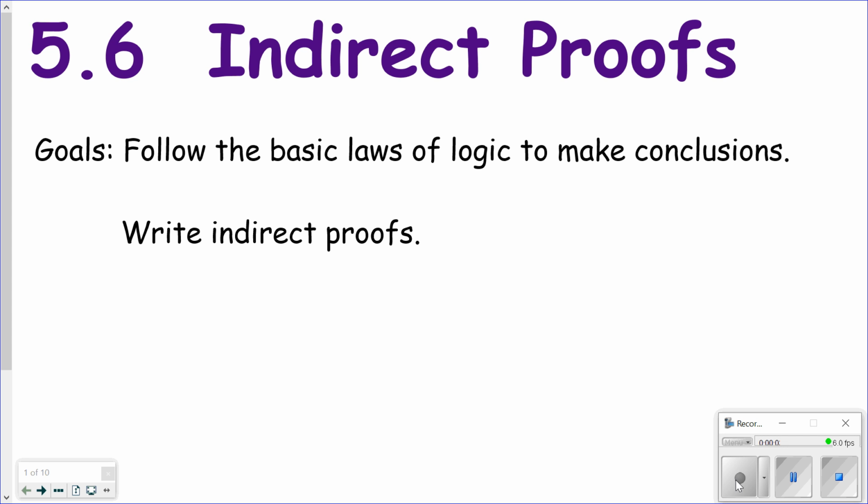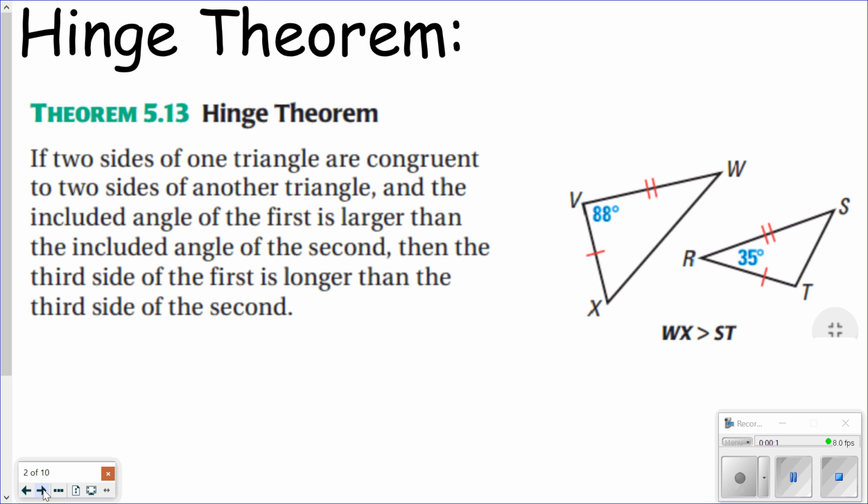Hi everyone, today we are going to start the last section of chapter 5, which is 5.6, Indirect Proofs. We're going to start off with the hinge theorem. If two sides of one triangle are congruent to two sides of another triangle, and the included angle of the first is larger than the included angle of the second, this means that the third side of the first is longer than the third side of the second.